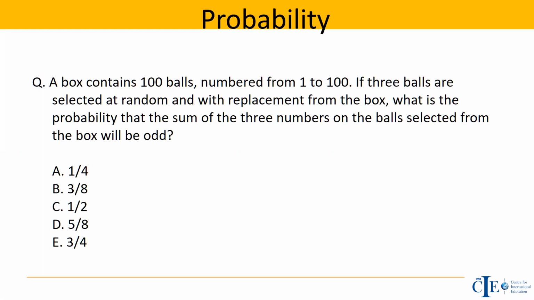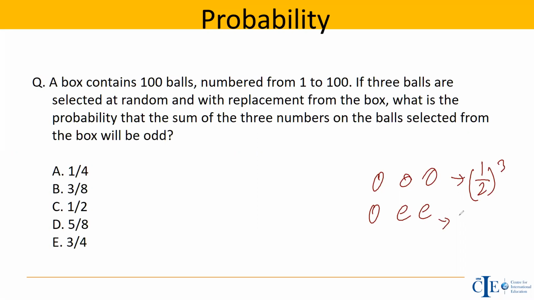Yeah, perfect. There are two cases in fact. All three could be odd, or it could be odd, even, even. The first is going to be 1 by 2, the whole cube, because there are 100 balls, of which 50 are even and 50 odd. So the probability is 1 by 2 for each ball to be odd or even. So 1 by 2 into 1 by 2 into 1 by 2, 1 by 2 cube.